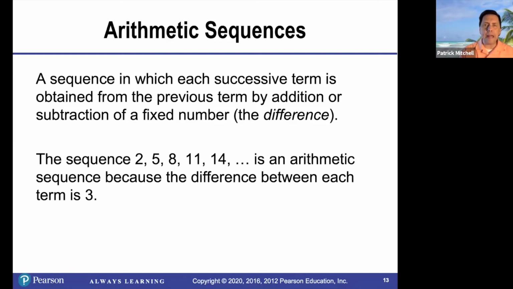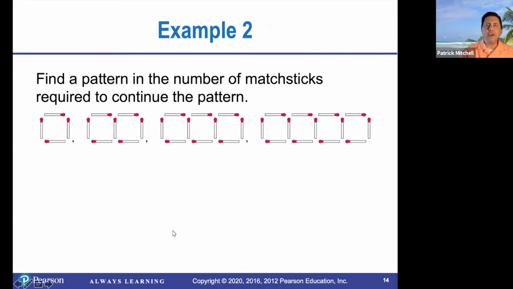I'm saying arithmetic and not arithmetic. Arithmetic is a noun, and it means doing addition, subtraction, multiplication, division. Arithmetic is an adjective. So it is a type of sequence. All right, so here's an example of using an arithmetic sequence.